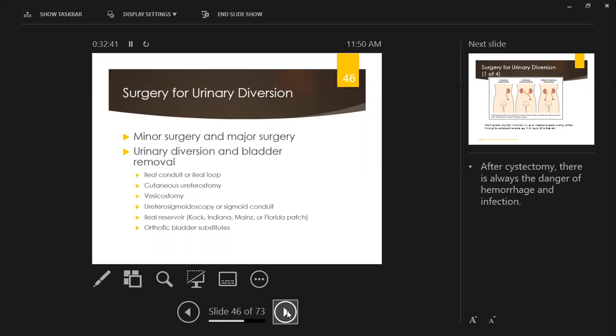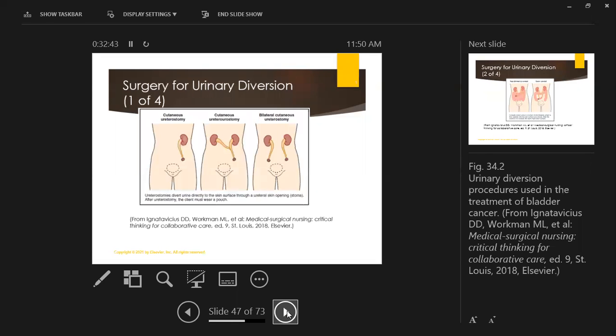Also, after cystectomy, there's always the danger of hemorrhage and infection, right? So here are some examples of ureterostomies that are diverting urine directly to the skin surface through that ureteral opening or the stoma. After ureterostomy, the client must wear a pouch in order to collect that, right? So cutaneous ureterostomy, just like a simple one with one kidney, would result in one stoma. They also may connect the ureter of one to the ureter of the other, so they drain from the same stoma, or do a bilateral cutaneous ureterostomy. So that is a possibility as well.